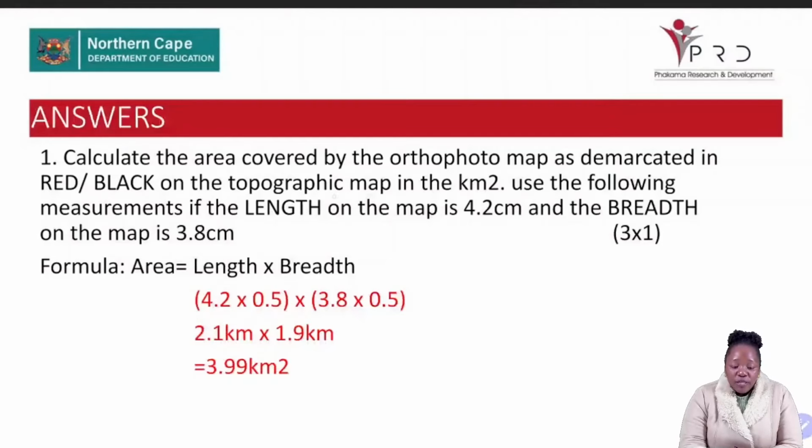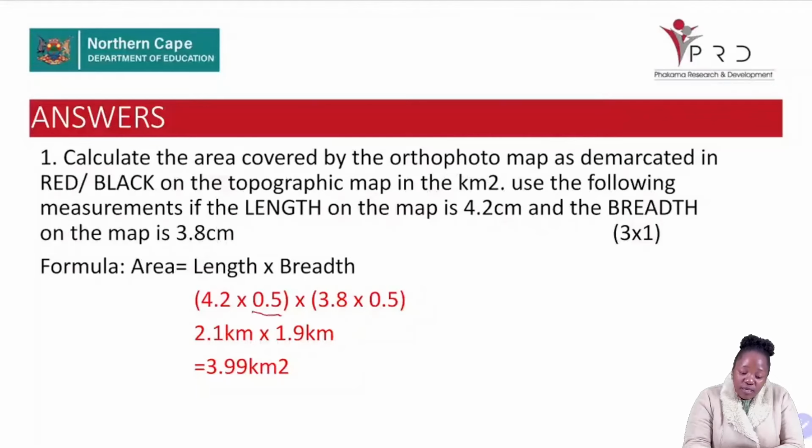So what you need to do: the type of map that you are using is a topographic map, and the unit that your answer is supposed to be in is kilometer squared. Therefore, you take the formula, length times breadth, which means you start with the length. You have learned before that if you want to convert the centimeter into a kilometer, we use 0.5. Hence, you see this 0.5. So 4.2 for the measurement of length times 0.5.